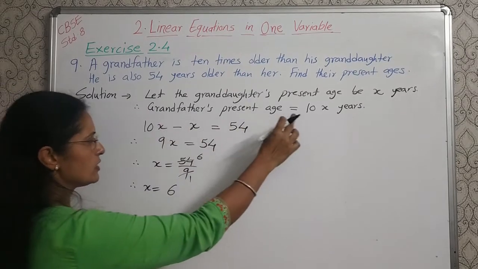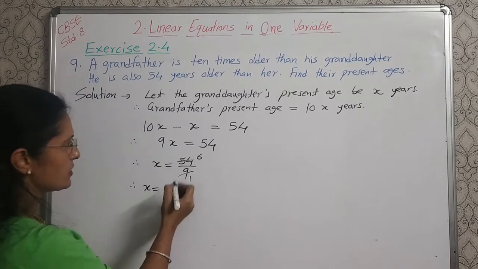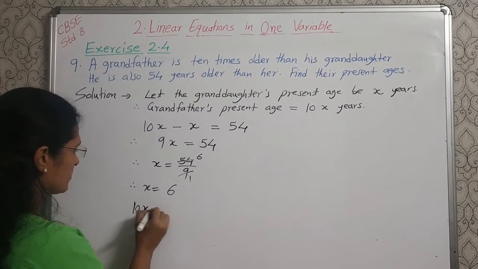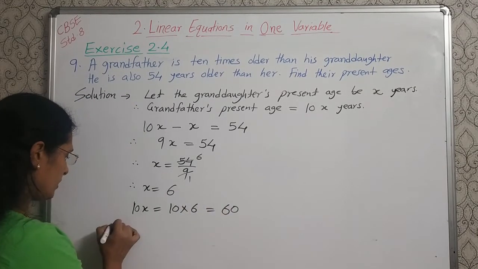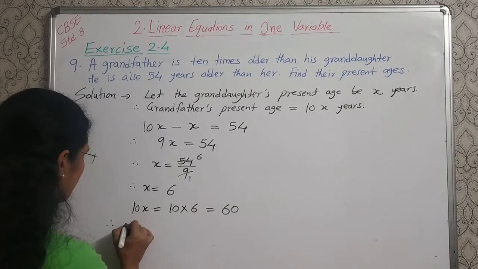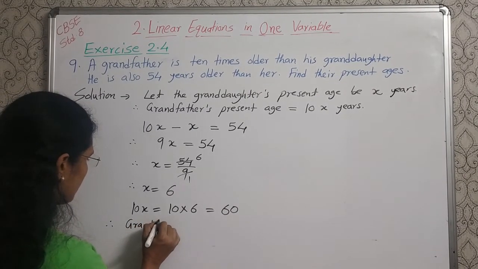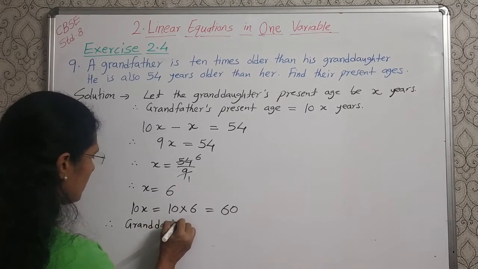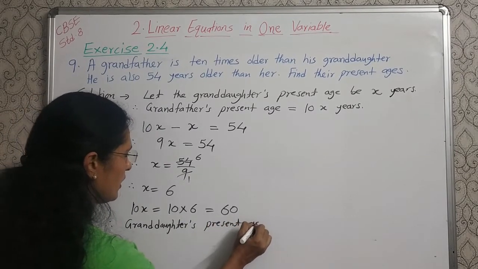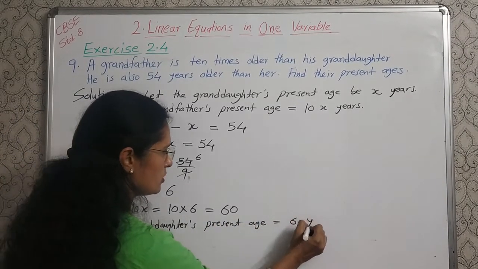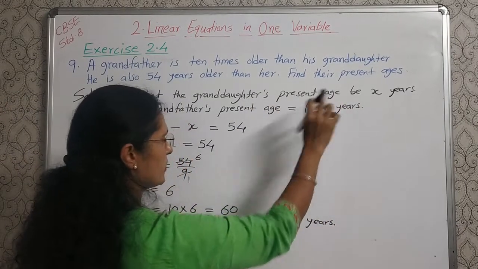And grandfather's present age will be 10x. So 10 into 6, 60. So x is 6 and 10x, that is 10 into 6, is 60. And therefore the answer: granddaughter's present age is equal to 6 years, because x is 6 and x is granddaughter's present age.